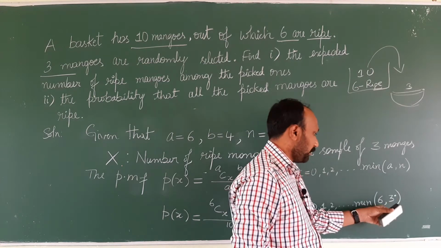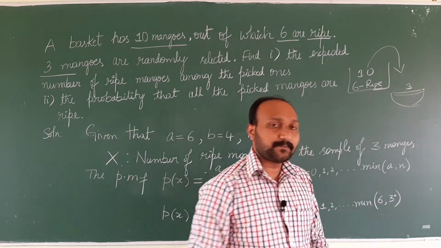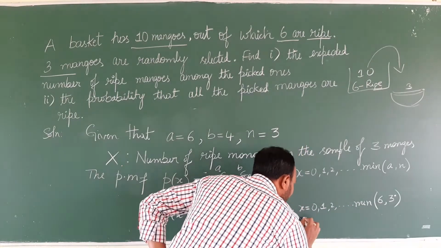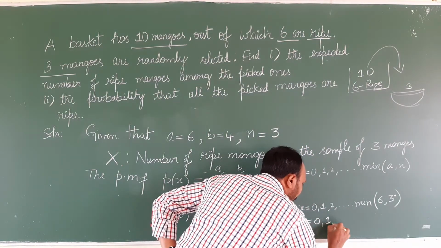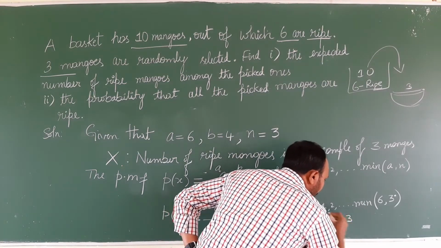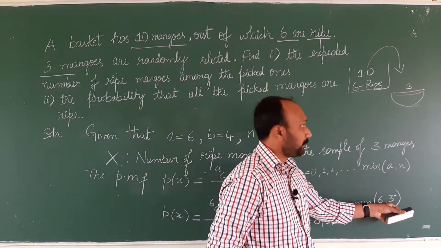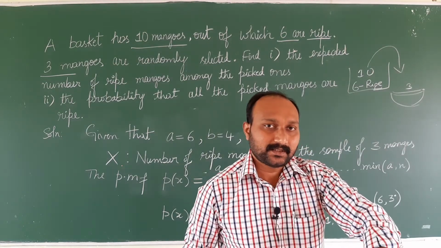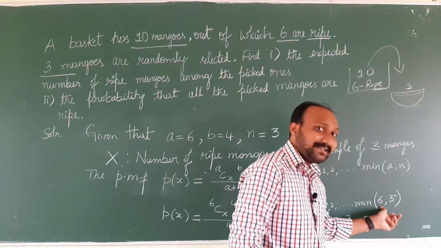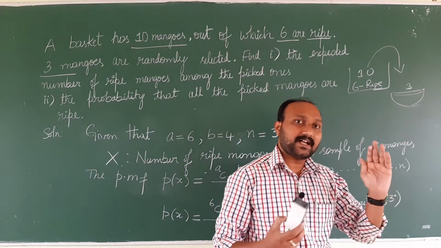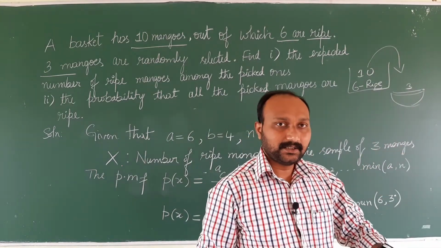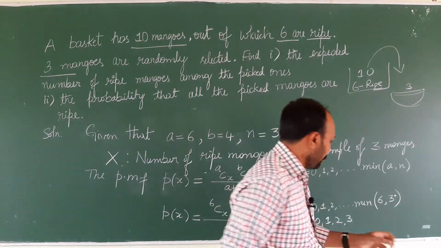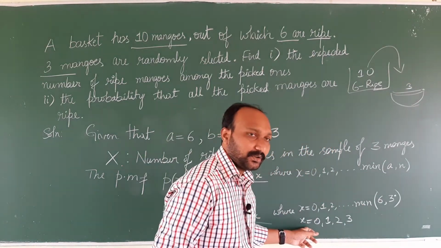What is the number of units possessing the particular characteristic? That is 6. So nothing but here x can take value 0, 1, 2, 3. It cannot go beyond 3 because a sample can have only 3 mangoes. Even if there are 6 ripened mangoes in the basket, for a sample we can consider only 3 mangoes.